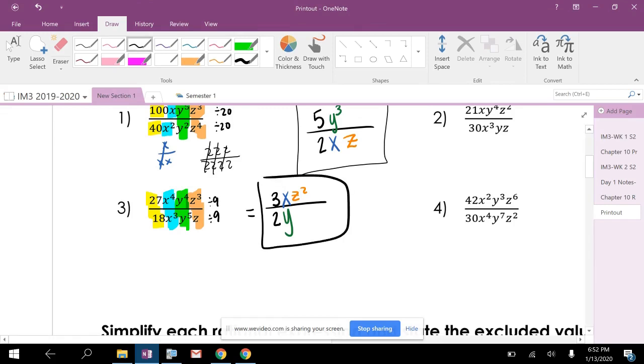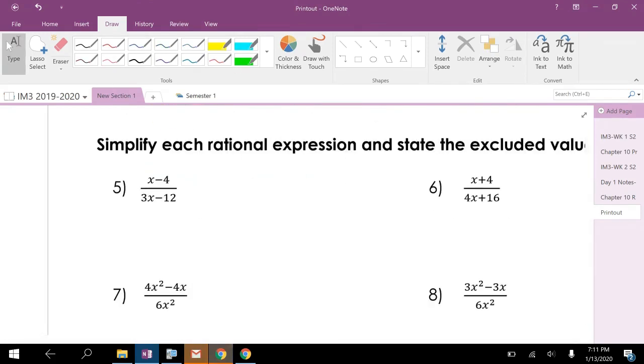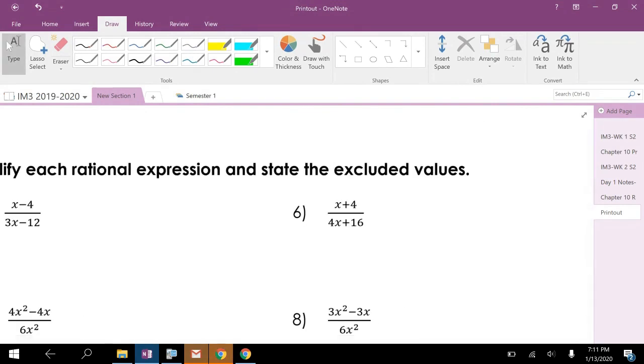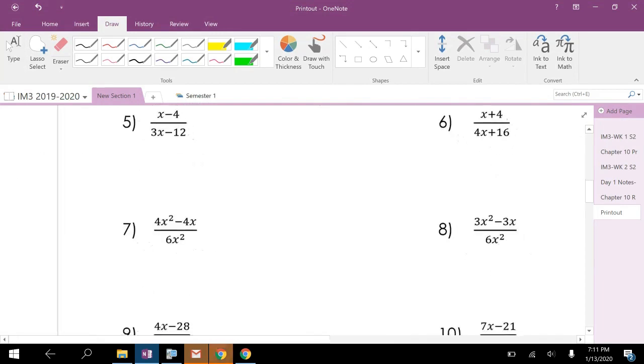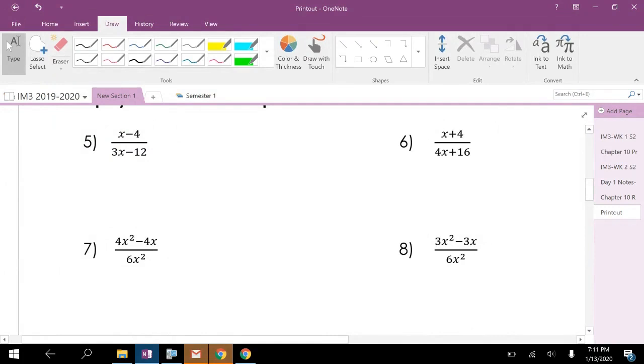So again, you have 4 to do. Okay, so for this one, simplify each rational expression and state the excluded values. Remember, the excluded values are things like x cannot be what? What makes the bottom equal to 0? So for this one, first step is always to factor.